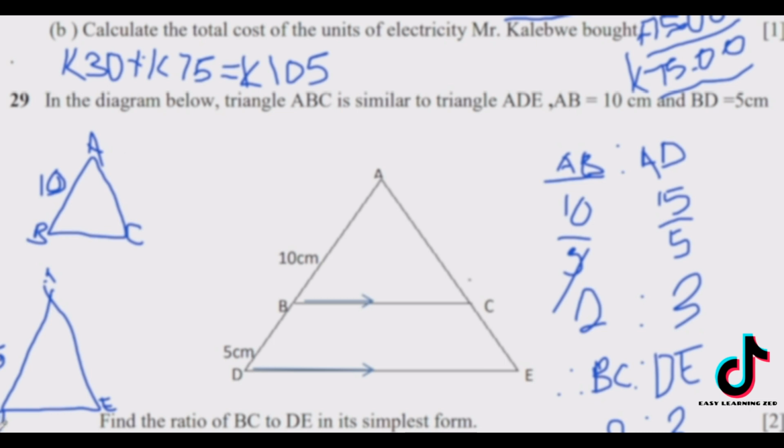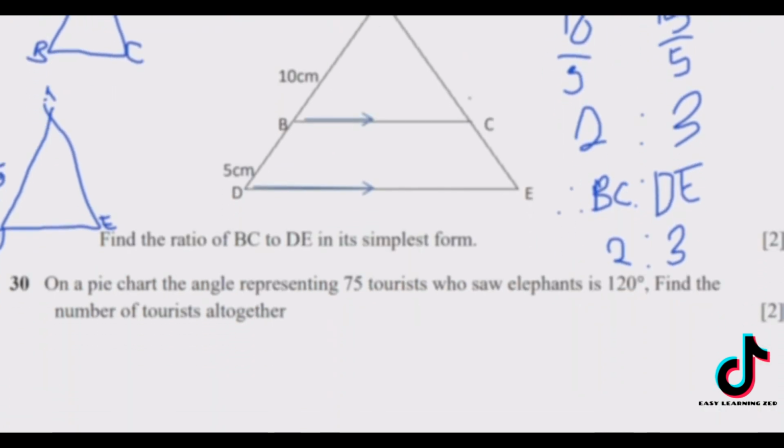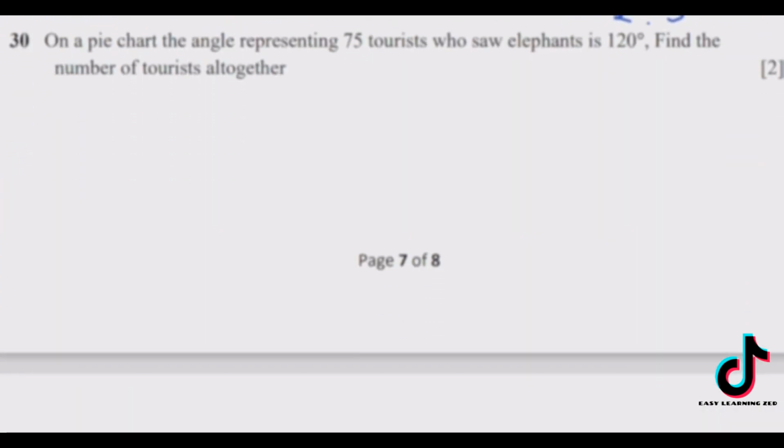So we can get the ratio from the given sides. This is how you can do it. So this is the answer. If you have got questions, you can ask in the comments, but otherwise this is how you find the answer. All right, we go to the next question, which is question 30, the final question of this paper.